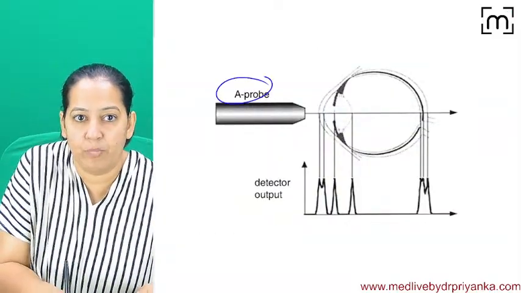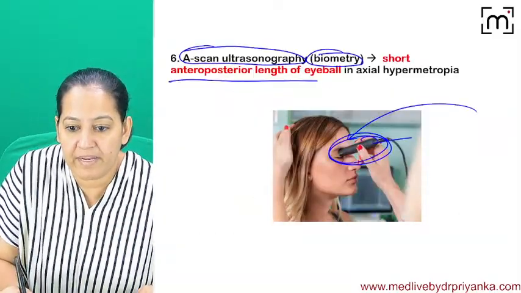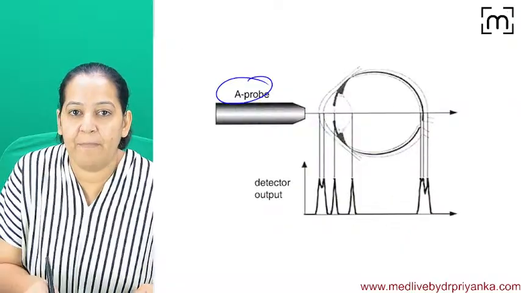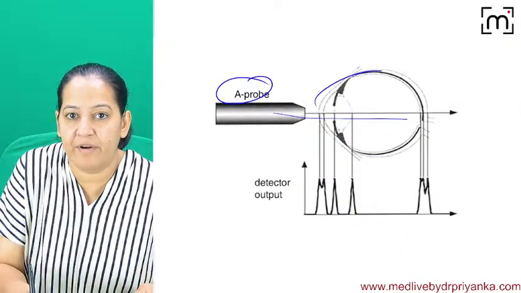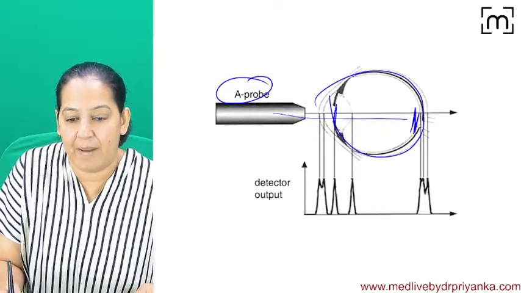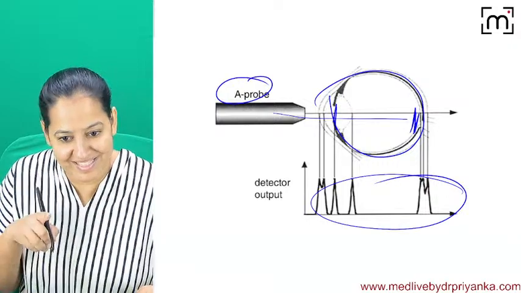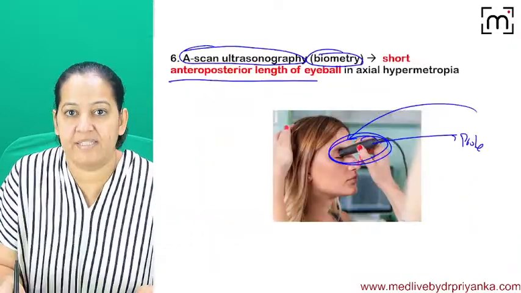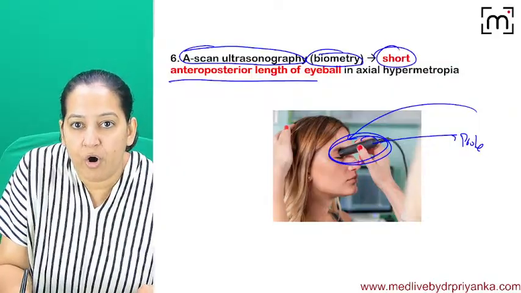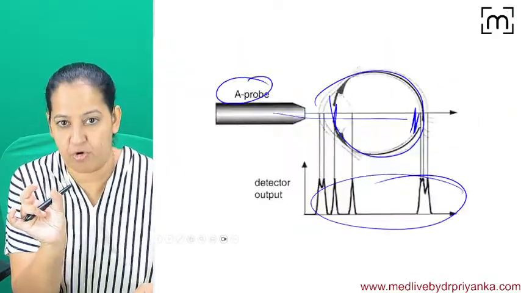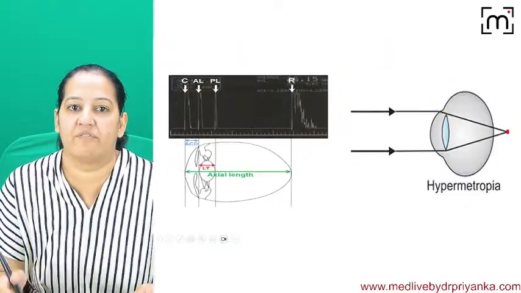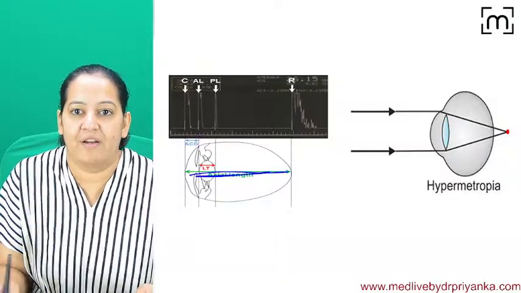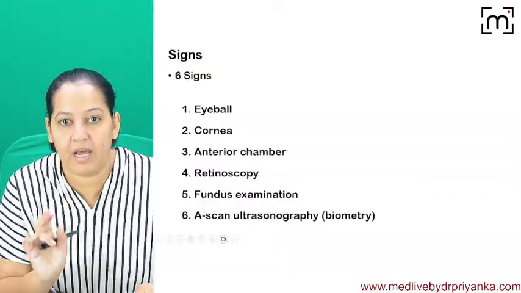You can see this is the probe which is put here. Can you see the probe over here? With the help of the probe, the signals are sent and we can predict the length. The AP length of the eyeball is measured with the help of the frequencies. This is A scan USG. And we came to know from A scan USG that there is shortening of the axial length. In hypermetropia, there is shortening of the axial length, so we can confirm it. This is how AP length is confirmed, which is shortened in hypermetropia.